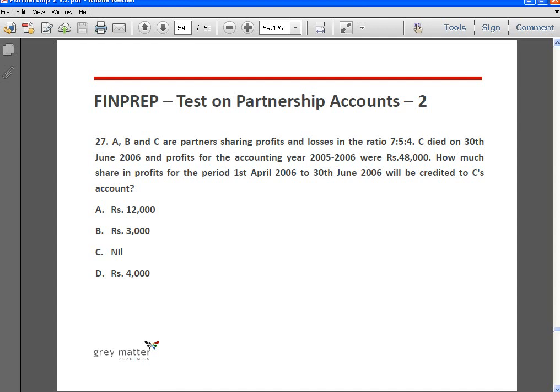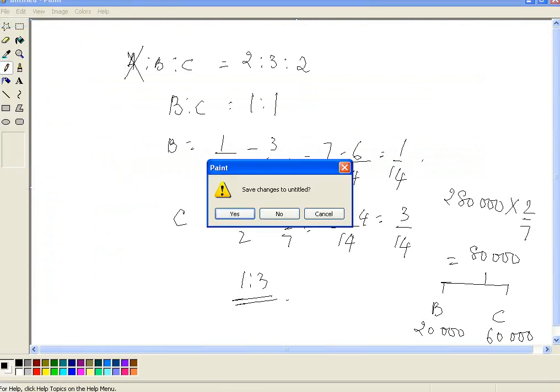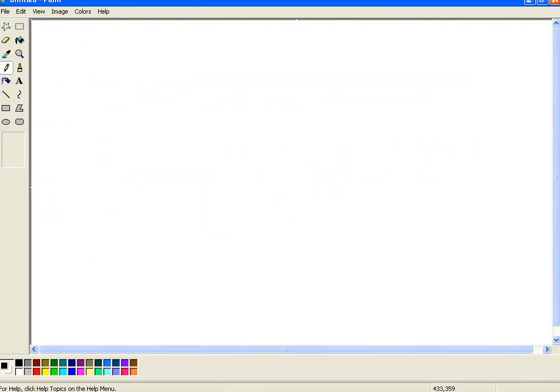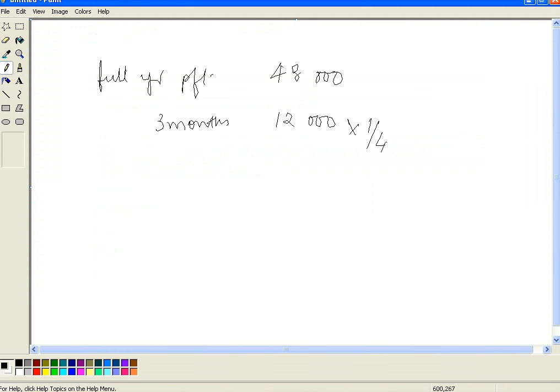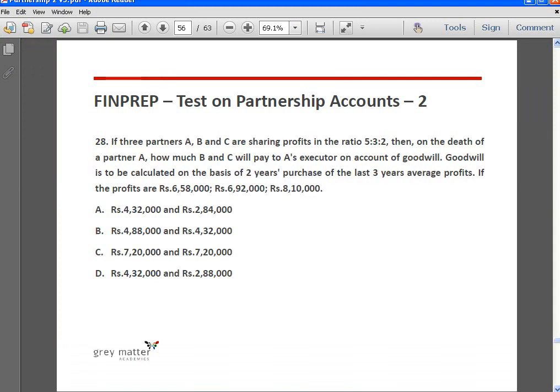So he is entitled to get his share in the 3 months profit. So profit for the full year is 48,000 rupees. So profit for 3 months will be 12,000 rupees, and C's share in that is 4 by 16 or 1 by 4, which is 3,000. So C is entitled to get 3,000 rupees as his share of profit.